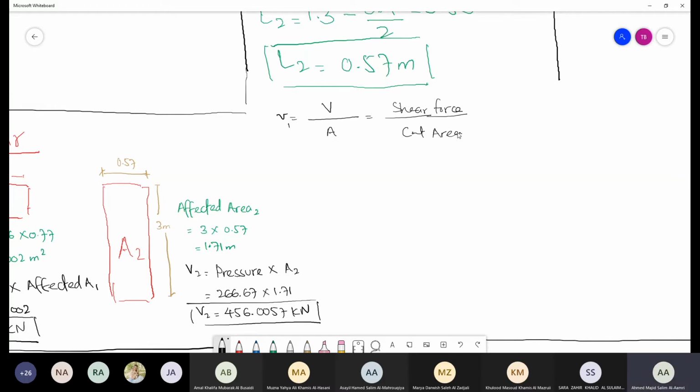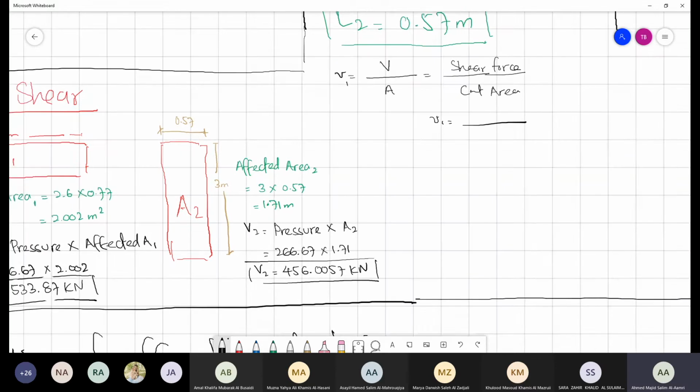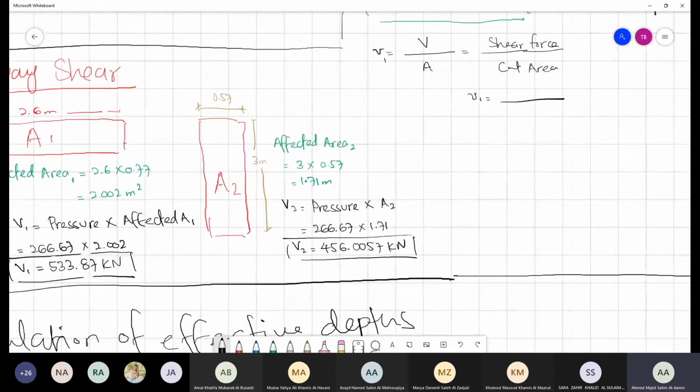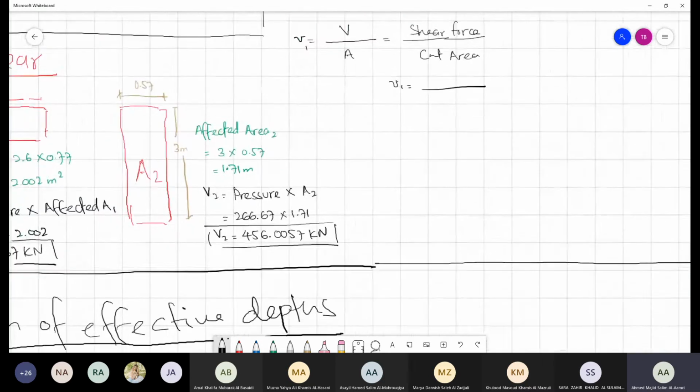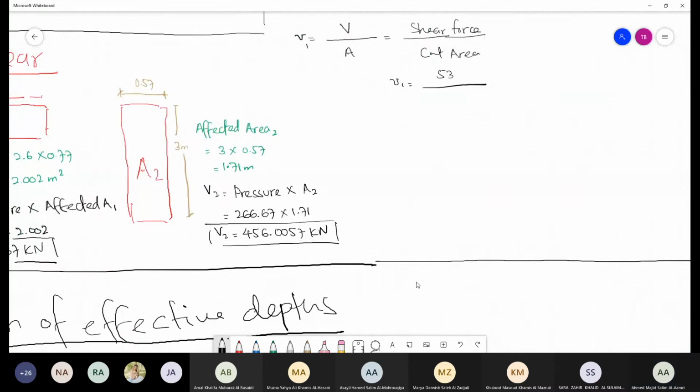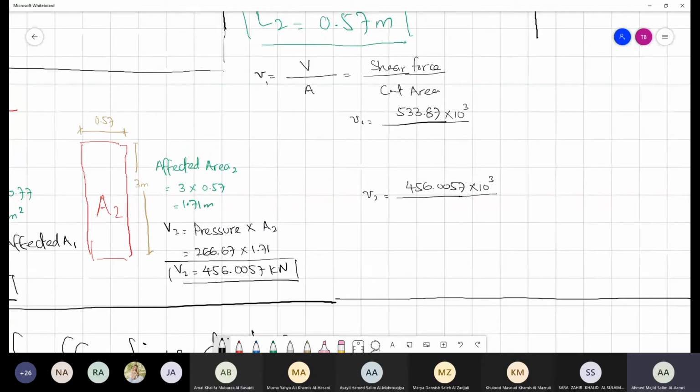Okay, so my V1, my shear force for case number 1, is 533.87, so 533.87 multiplied by 10 to the power of 3. V2 is going to be equal to 456.0057 multiplied by 10 to the power of 3, to convert it from kilonewton to Newton.